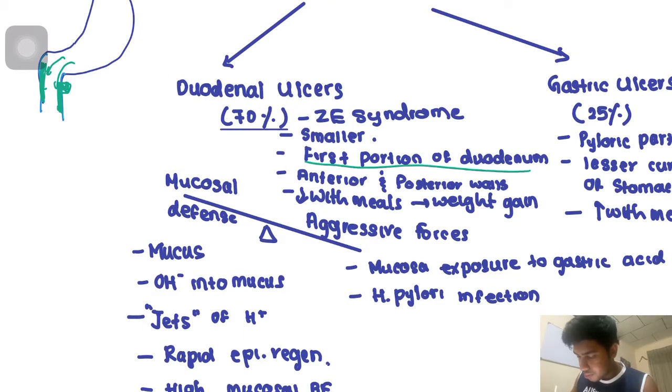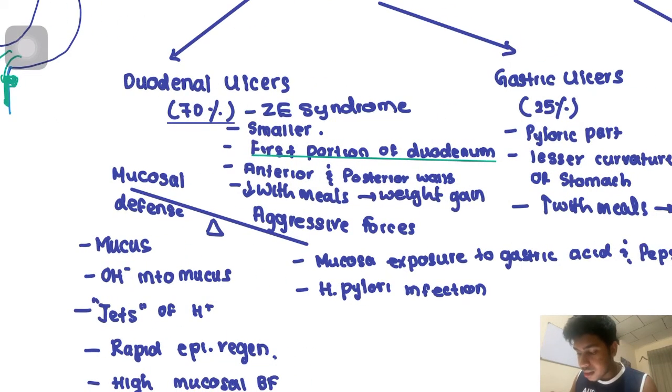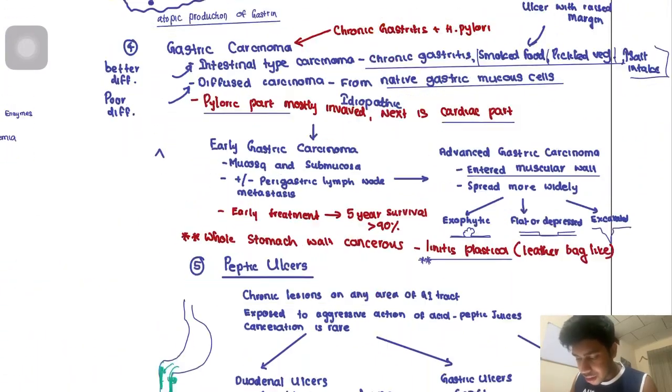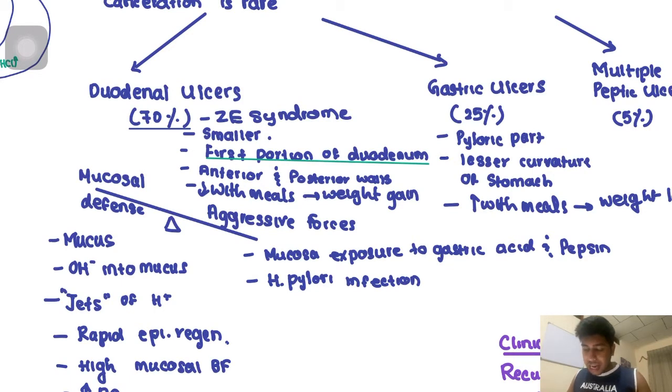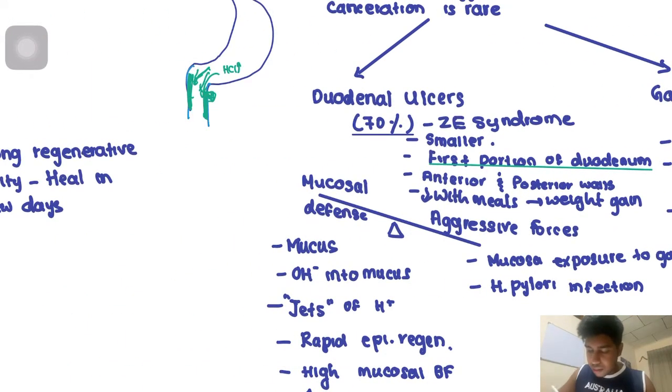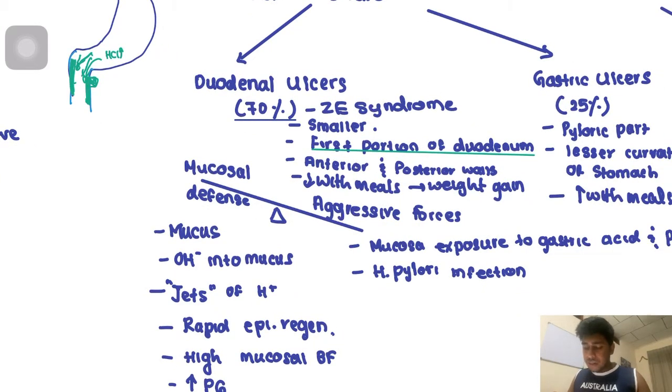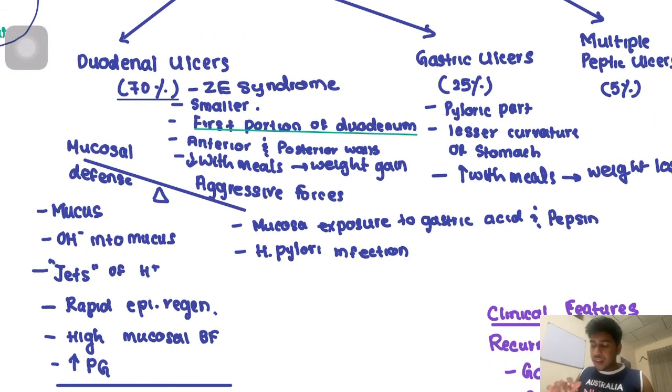See, Zollinger-Ellison syndrome is a reason. It increases the risk due to obvious reasons, because HCl is going to be produced more now. It will come and burn the wall. It affects the anterior and the posterior walls. And this is important. This decreases with meals, and usually the patient will have weight gain. Okay, in a patient who has duodenal ulcers, the abdominal pain will decrease with meals, and this patient will usually exhibit weight gain.